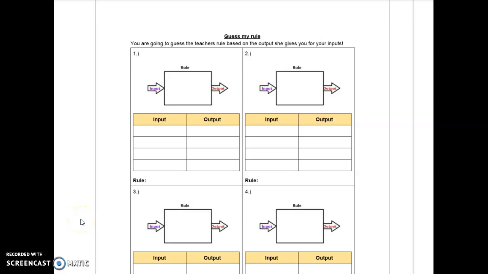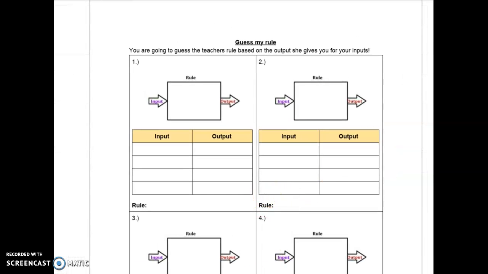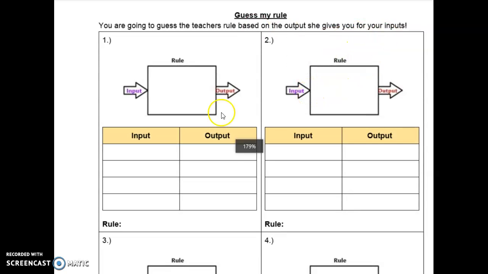Welcome to your notes on input and output tables. So we're going to get started. The first thing that we did today is we played a game called Guess My Rule. You are going to guess what the teacher's rule is based on the output that I give you.